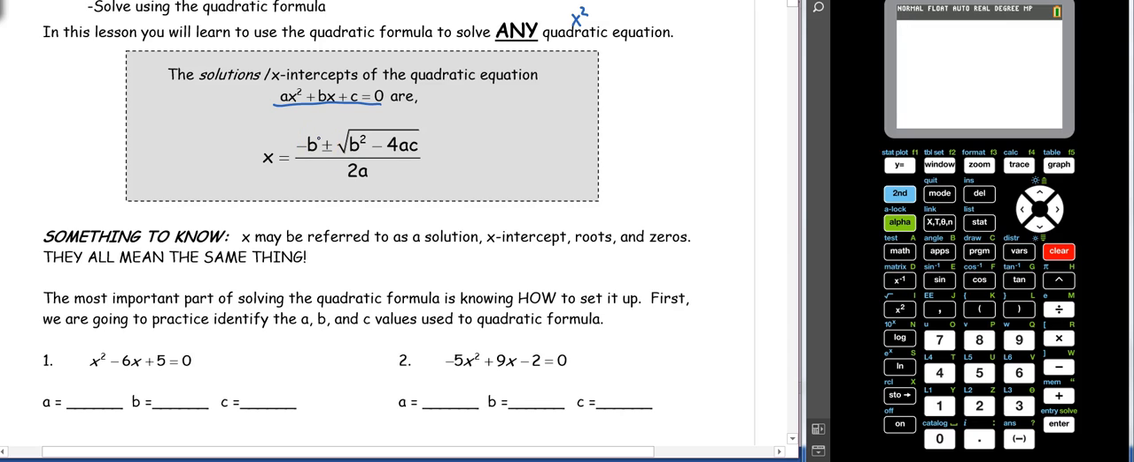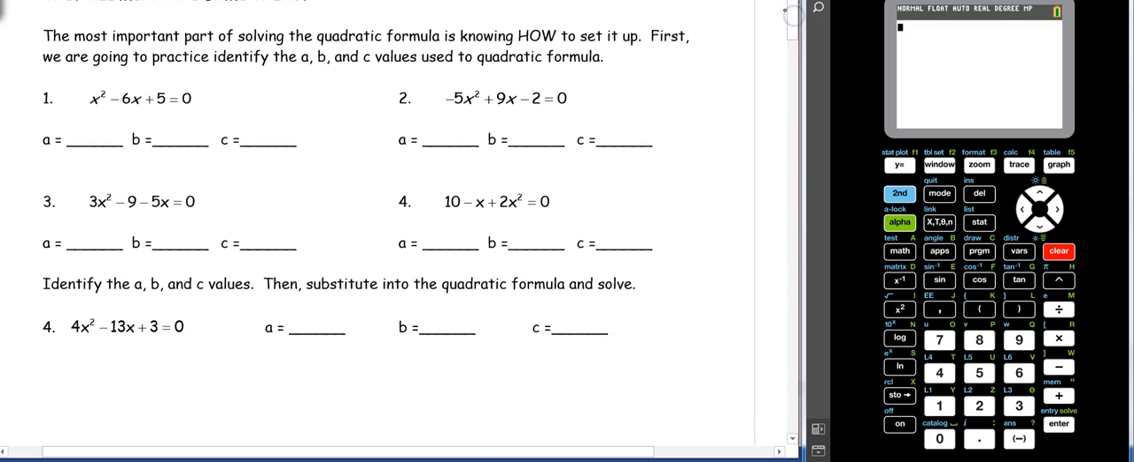Some things to know: when we're calling a solution, it can be solving for x as a solution, an x-intercept, a root, or a 0. They're all the same thing. Before we start using the quadratic formula, we need to understand how to identify our a, b, and c values. It's important that our equation is always in the form ax squared plus bx plus c. You have to have the x squared, then the x, then the constant in order to identify your a, b, and c values. So in number 1 and 2, they're set up that way so we can immediately identify the a, b, and c values.